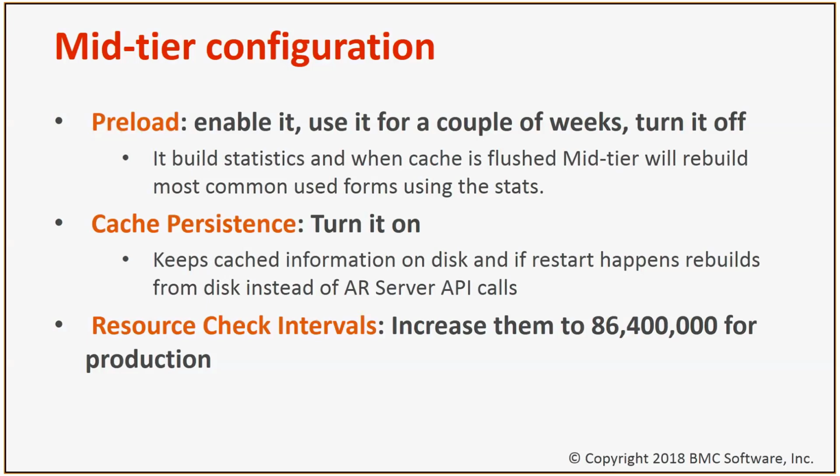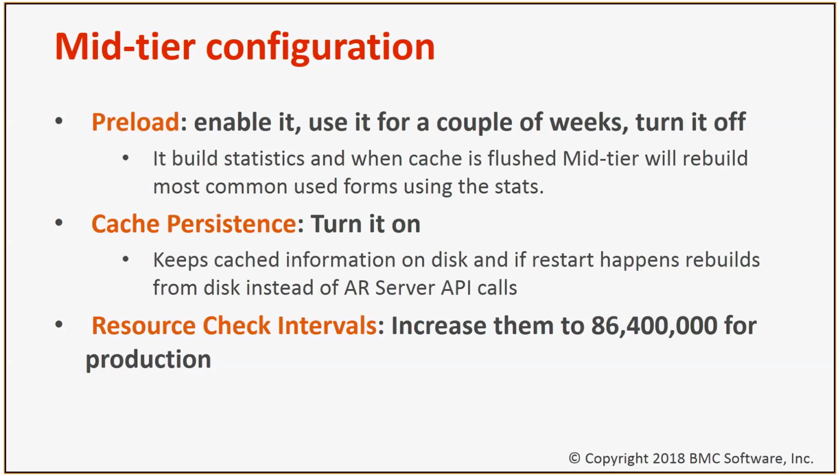Cache persistence should be turned on. It will save cache information to disk, and when a normal shutdown happens, cache will be in good condition to be reused from disk instead of rebuilding it from the AR server. Consider that an ITSM application can build near 2 gigabytes of form and active links data into disk. And without this feature, all that amount of data will be reread from the AR server.